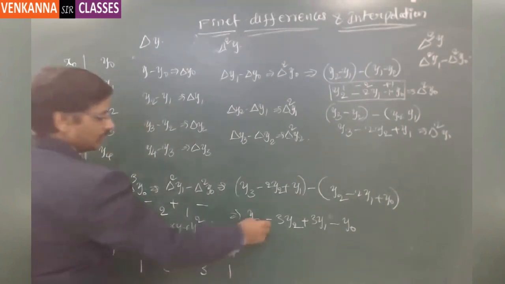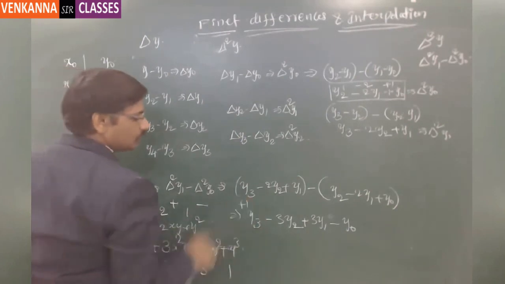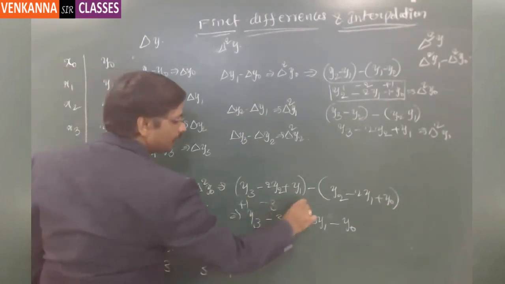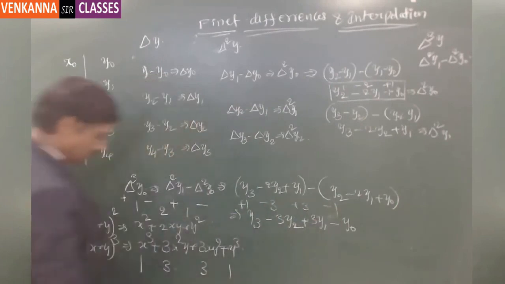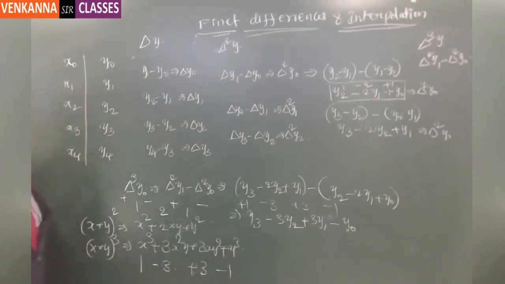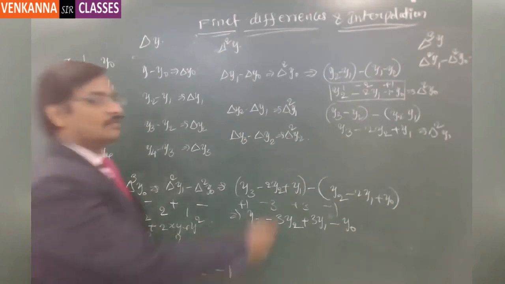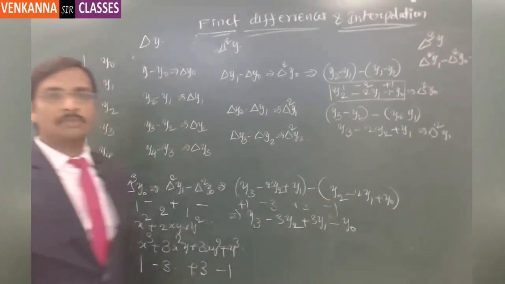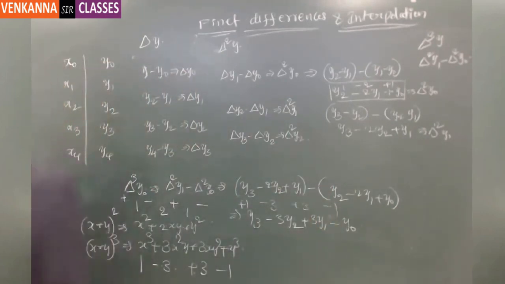And here if you notice, with an alternate sign of plus 1 here, minus 3 here, plus 3 here and minus 1 here. So plus 1, minus 3, plus 3, minus 1. Like this you are getting the values of the coefficients: the binomial coefficients and the difference operator coefficients are one and the same with an alternate sign. Got it?